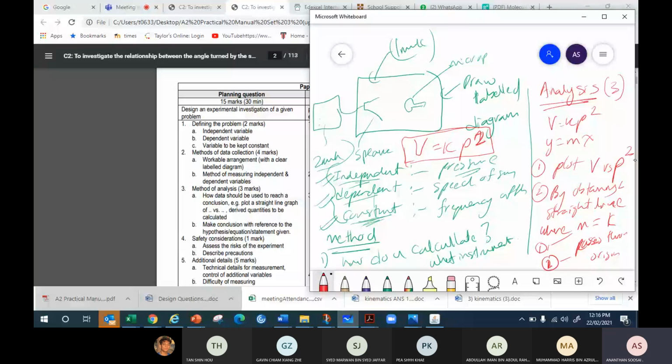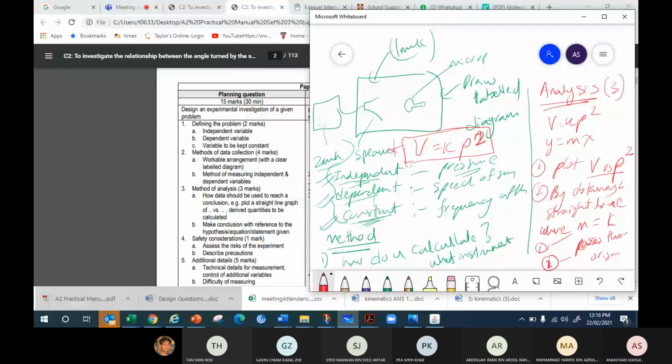So for analysis, you must tell what versus what we plot, 1 mark. You must tell that by obtaining a straight line, where the gradient is this and the intercept is this, would enable us to confirm the relationship. Don't say the relationship is always valid. You just say by obtaining a straight line where the gradient is this and the intercept is this, therefore the equation can be validated. So that is analysis.